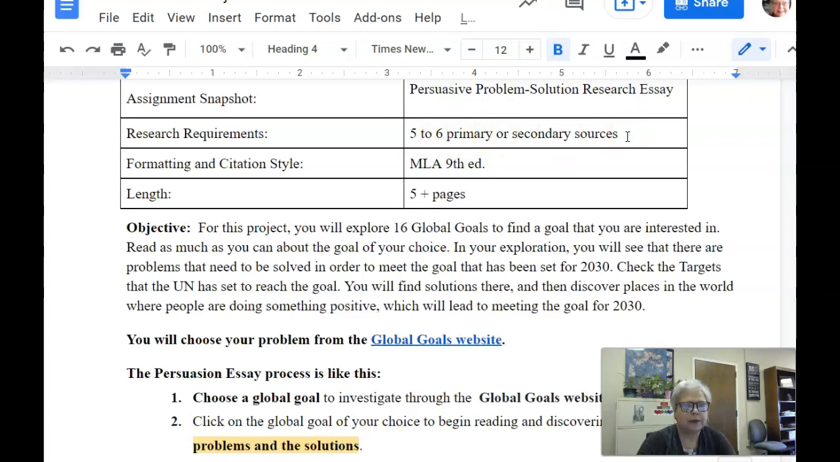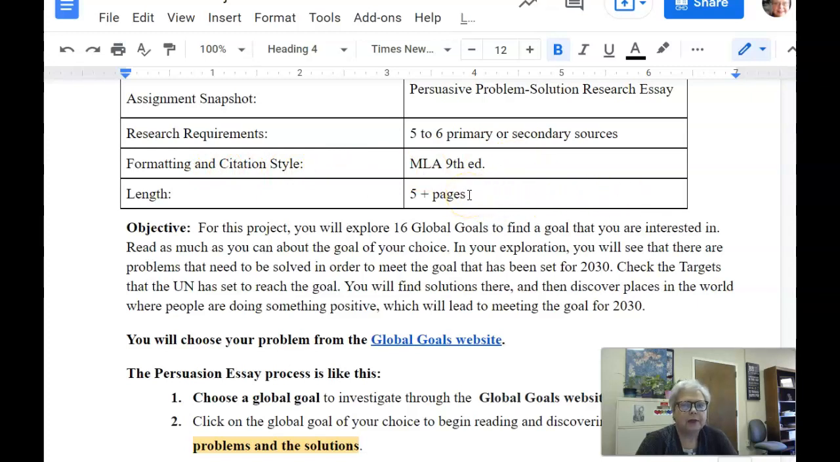Primary sources would be the actual thing itself, like when we did Core Project 1 and Our Future Selves was the primary source that we were using. A secondary source is when somebody else writes about somebody else's primary source. Formatting and citation, of course, MLA 9th edition, as always.